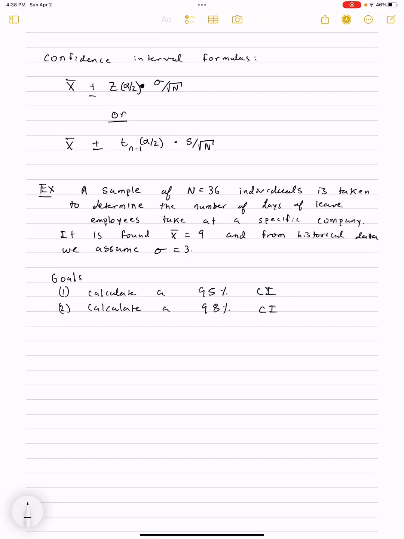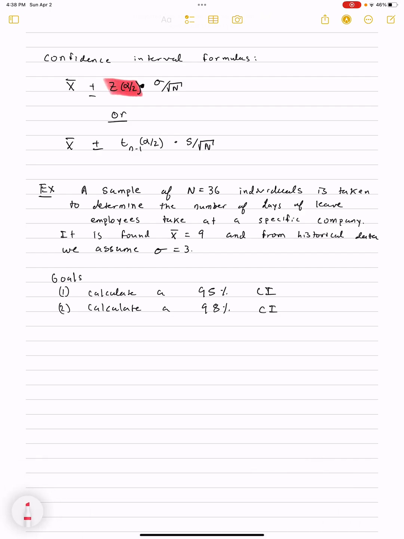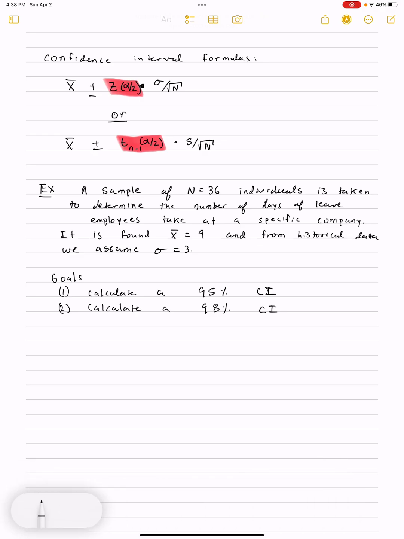Hi, today we're going to talk a little bit more about confidence intervals. I've written the two forms of confidence intervals above, and they differ just slightly. In fact, the only difference between these two formulas is this thing called z sub alpha over 2 versus t with n minus 1 degrees of freedom of alpha over 2. The difference being how these two numbers are calculated. One comes from a normal distribution, one comes from a t-distribution.